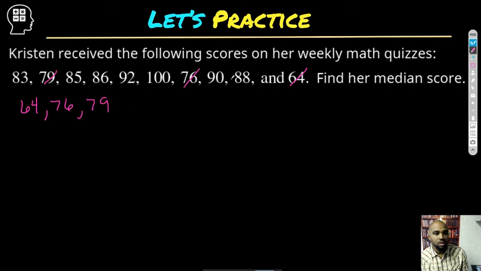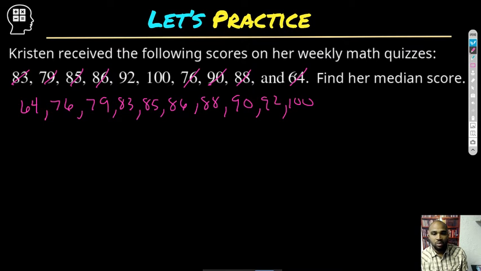And then 80, 81, 82, 83, 84, 85, 86, 87, 88, 89, 90, 91, 92, and 100. Let's count 1, 2, 3, 4, 5, 6, 7, 8, 9, 10. 1, 2, 3, 4, 5, 6, 7, 8, 9, 10. So we accomplished our first step. We put them in order.